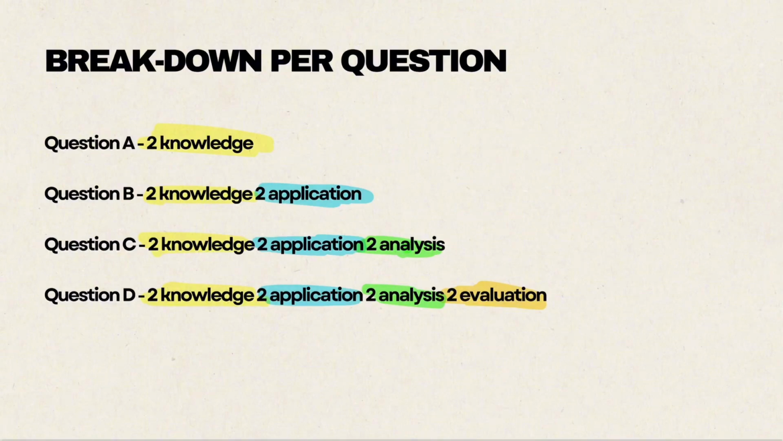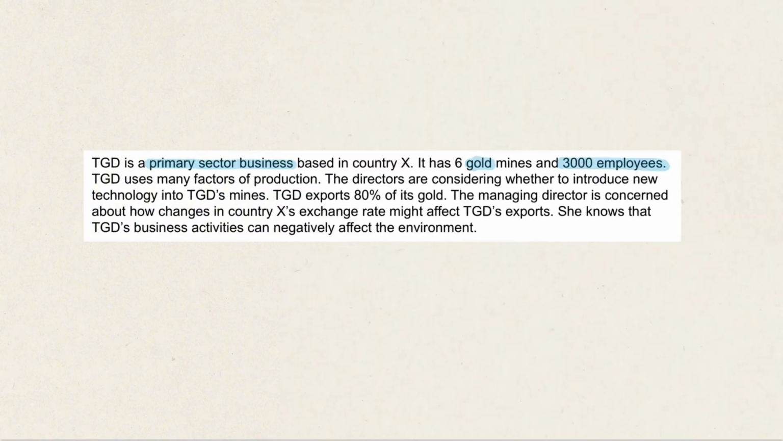Please note that I have color-coded all of my answers for the rest of this video. Yellow is for knowledge, blue is for application, green is for analysis, and orange is for evaluation. As there are 6 marks going for application for each question, the case study is increasingly more important.